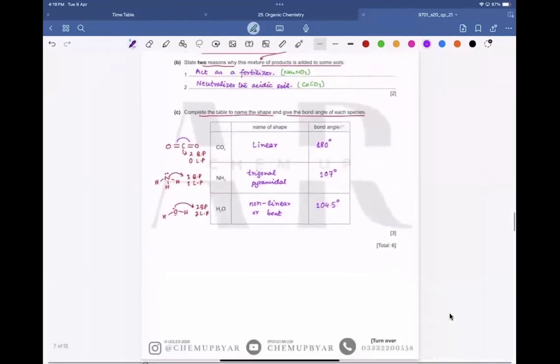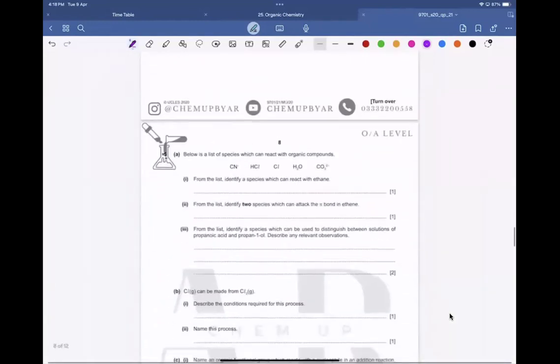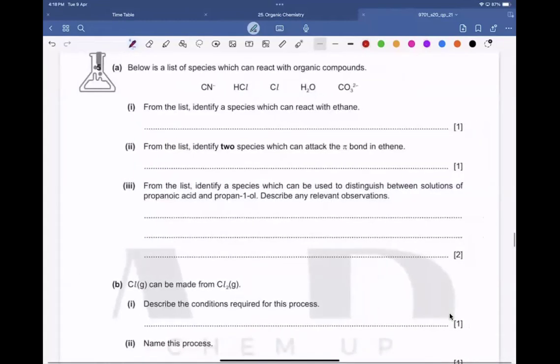Okay. Now, let's move to question number 5. Below is a list of species which can react with organic compounds. From the list, identify species which can react with ethane. Okay. And if you recall, ethane is an alkane, and with alkane, oxygen would undergo a reaction. Yes, Banin, very good, chlorine, because you know, combustion. Otherwise, halogens would react. So for ethane, only chlorine would be the answer.